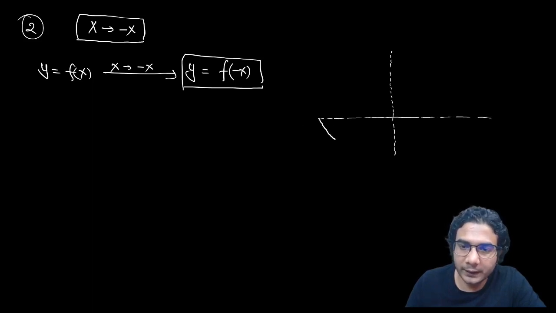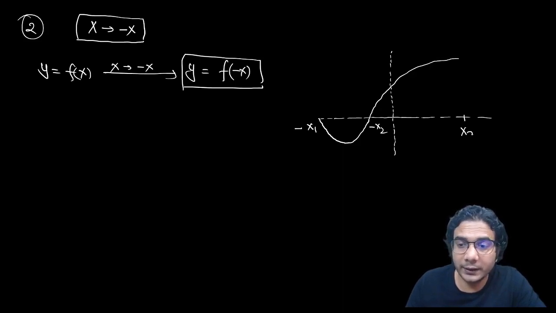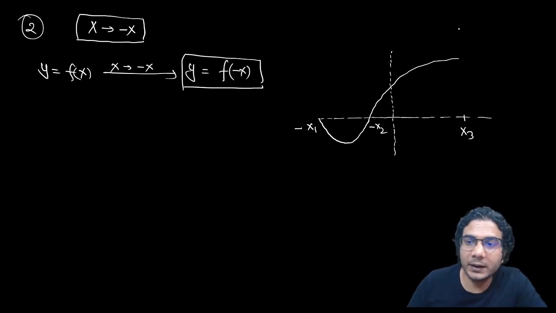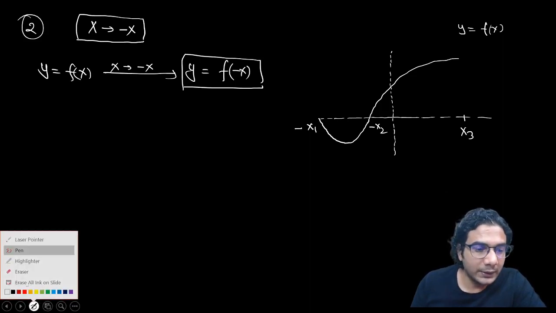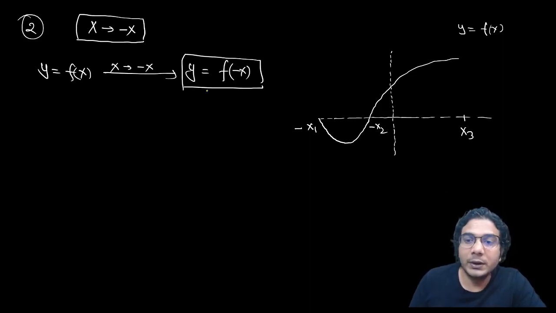So this was our graph. This point was x1, this point was minus x2, and this end point was x3. Now, this is the graph of y is equal to f of x. If you replace x by minus x, then the whole graph transforms about the y-axis. That means if you were getting y is equal to 1 for a value of x, you were getting minus 1. Now for y is equal to minus 1, you'll get y1.